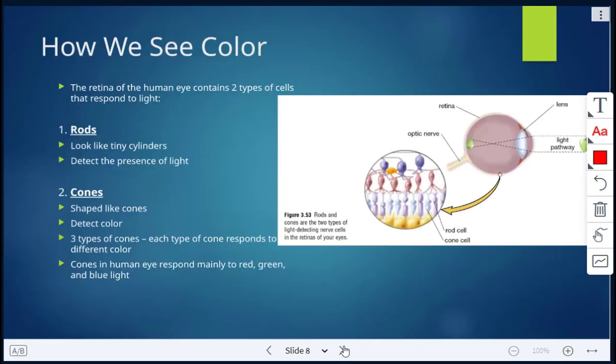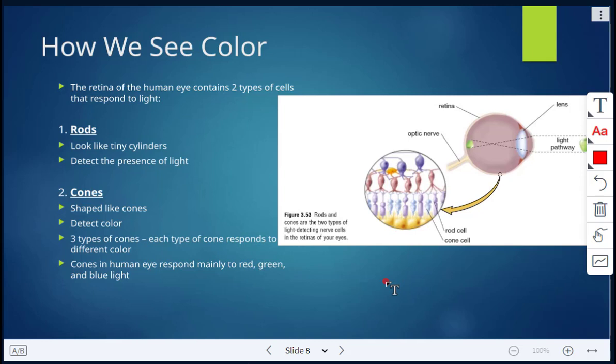So how do we see color? So this is what I was talking about, the photoreceptors. Like we had talked about, the retina at the back of the eye contains two types of cells that respond to light. There are rods. Rods are rod-like, whereas the cones are shaped as cones. So the rods are more cylinder-shaped, and they detect the presence of light. The cones, on the other hand, right here and here, those are cone-shaped.